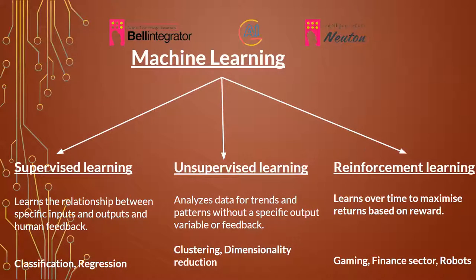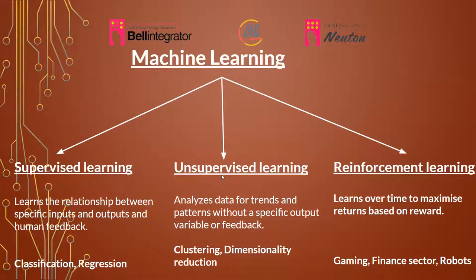There are three main fields of machine learning. The first one, and the one that we're going to talk about today, is supervised learning, where there's clearly labeled data that the machine can learn from. So the machine just has to learn the relationship between specific inputs and outputs and human feedback. The two types of supervised learning applications are classification and regression, and both are possible with support vector machines, and I'll be speaking about both briefly.